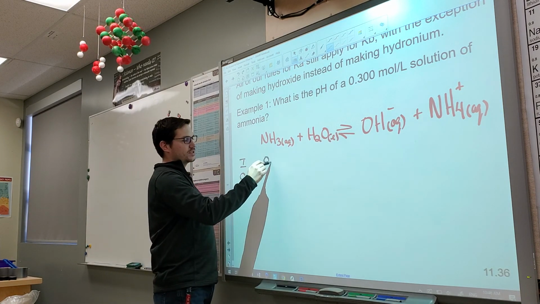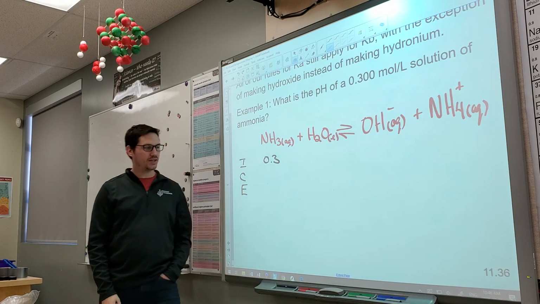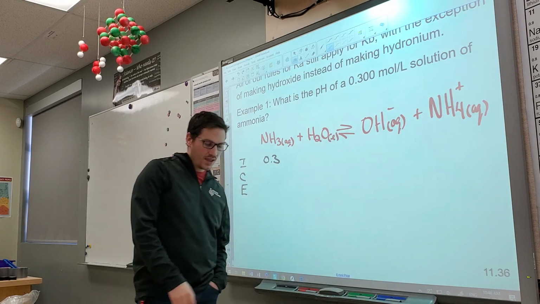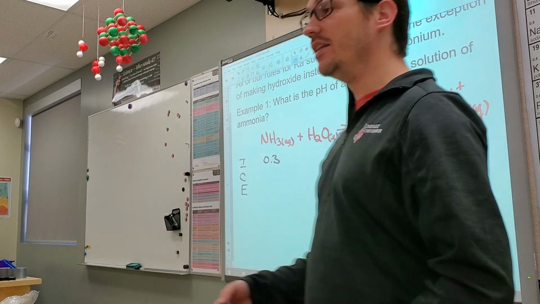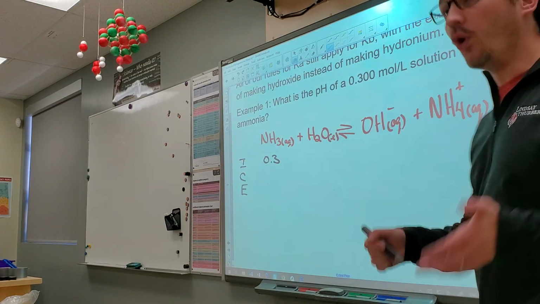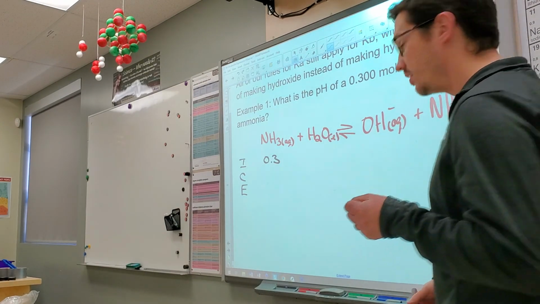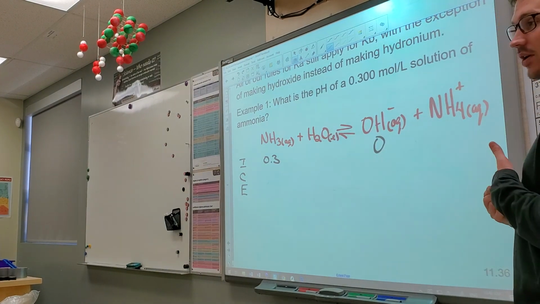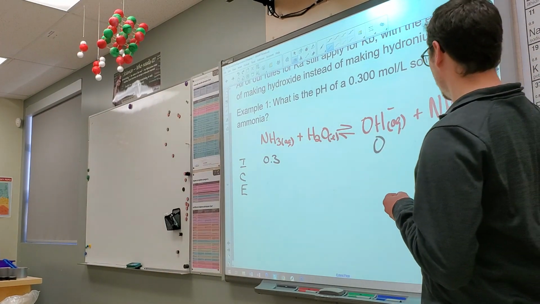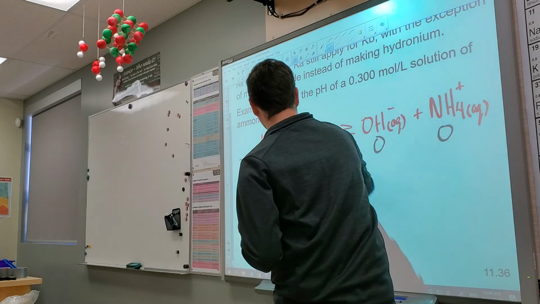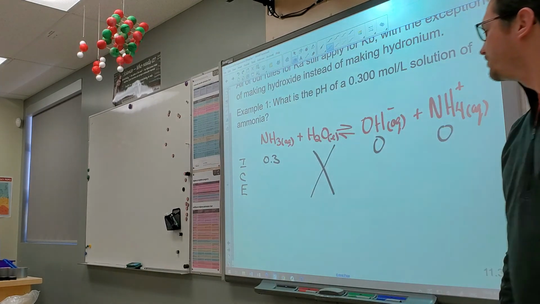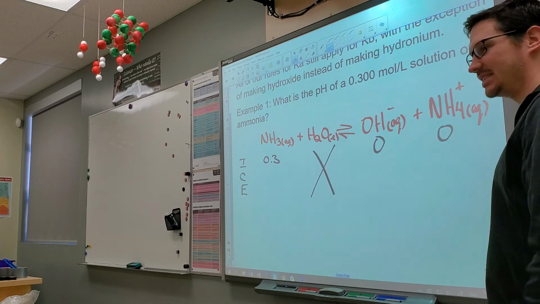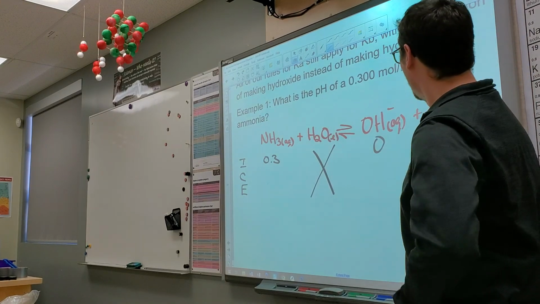Initially we've got 0.3 moles per liter of this. How much hydroxide is in the water before we add the ammonia? 0. How much ammonium is in the water before we add the ammonia? 0. And nobody cares about water. That's sad that I say that, but whatever.